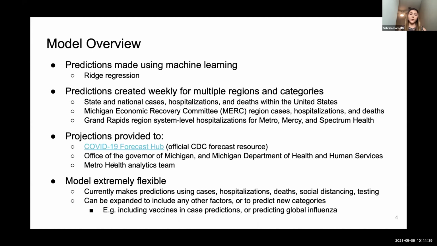One of the main benefits of our model is that it's extremely flexible, which means that while we currently make our predictions using combinations of case, hospitalization, and death, as well as social distancing and COVID testing data, we can very easily expand our model to account for other factors or to even predict new data categories entirely. So for example, we could include vaccines as a factor in making case predictions, or we could pivot the model entirely to predict global influenza spread.